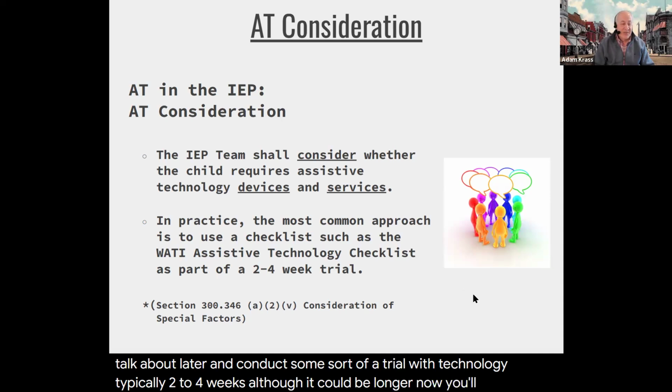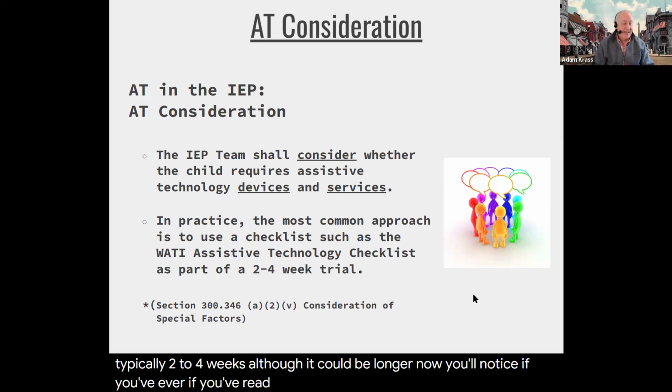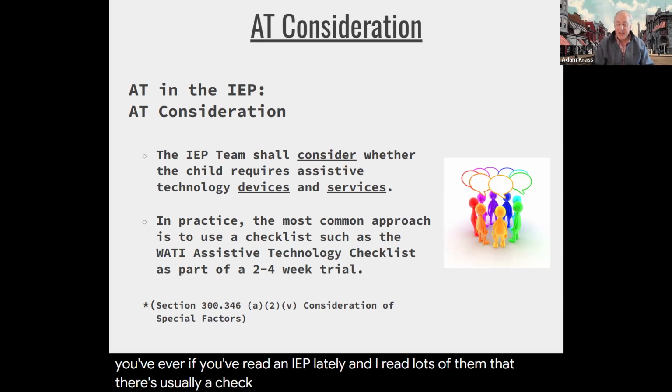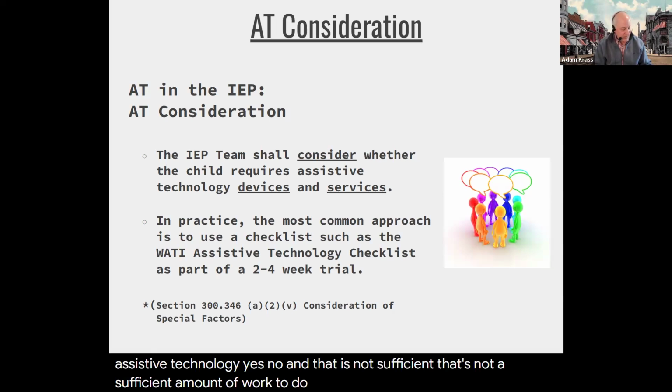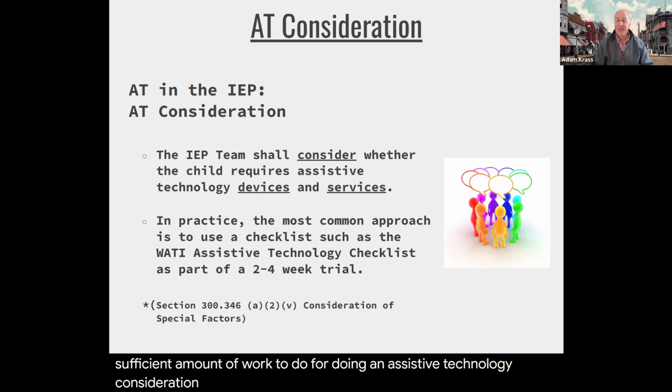Now, you'll notice if you've read an IEP lately, and I read lots of them, that there's usually a check-off box somewhere on page 1 that says assistive technology, yes, no. And that is not sufficient. That's not a sufficient amount of work to do for an assistive technology consideration. The team should discuss it.